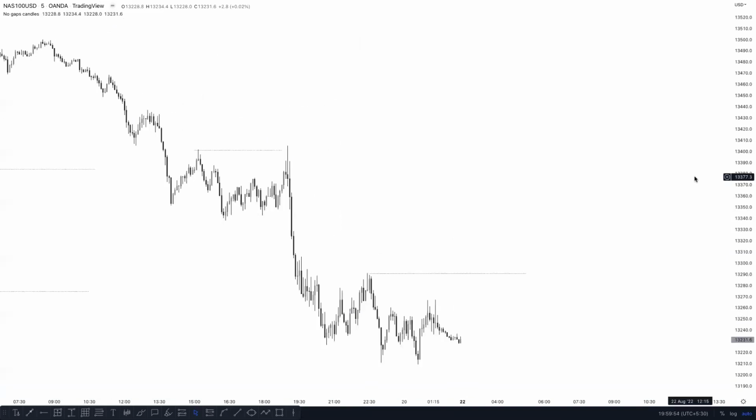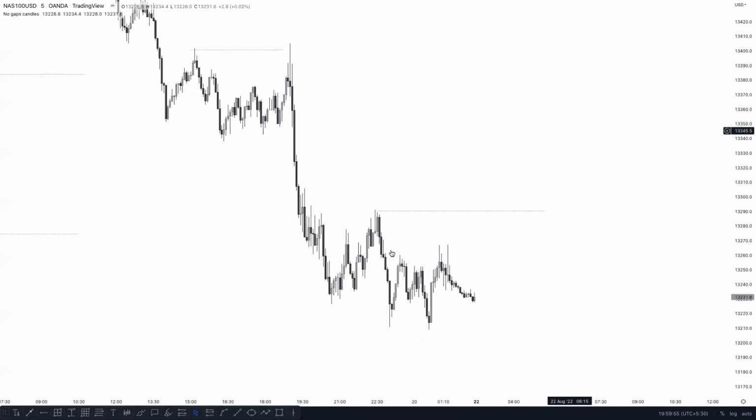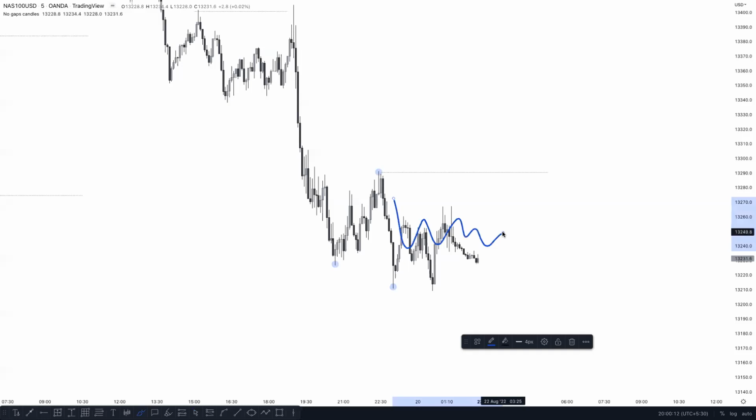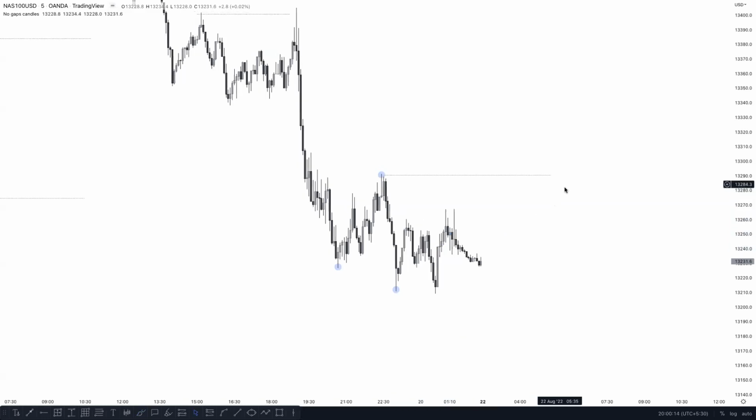5-minute structure is okay. 5-minute structure is similar, because the market is trading between this high and low, like here and here. Okay, it broke this structure and is still trading between this high and low. All right.